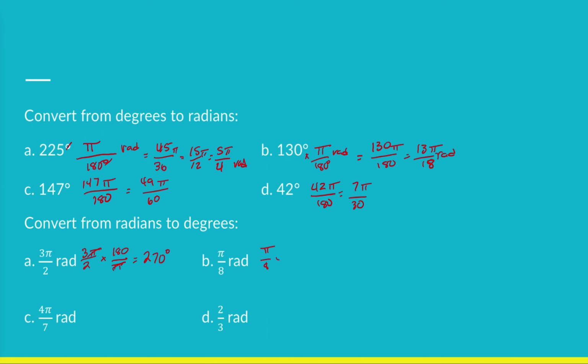Pi over 8 times 180 over pi is 180 over 8, which is 22.5 degrees. 4 pi over 7 times 180 over pi. Pi's cancel out. 4 times 180 over 7 is not going to be a whole number, but that's okay. It doesn't need to be. It is 102.9-ish.